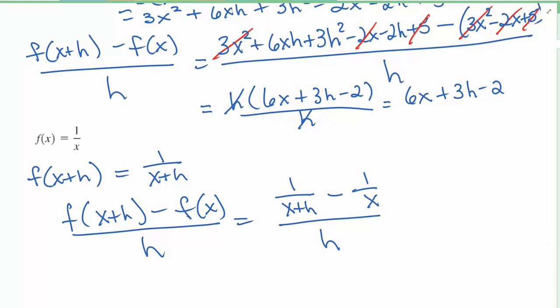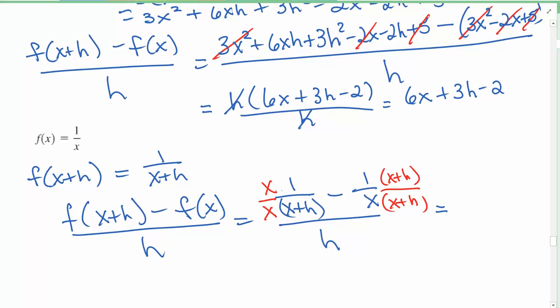Now you'll have to get a common denominator here, which is going to be the product of these two denominators. So you'll multiply this by x over x and this one by x plus h over x plus h. So the common denominator in your numerator is the product x times x plus h.